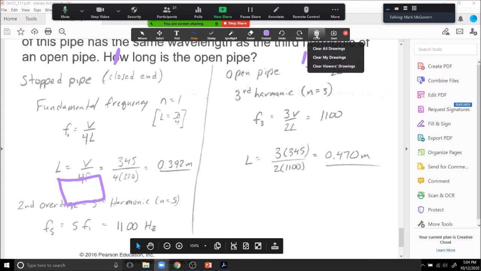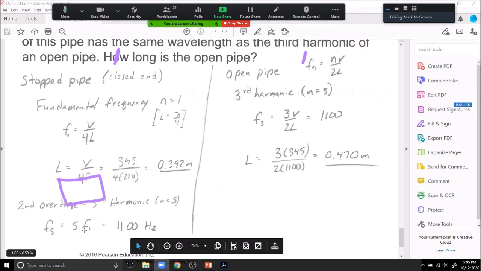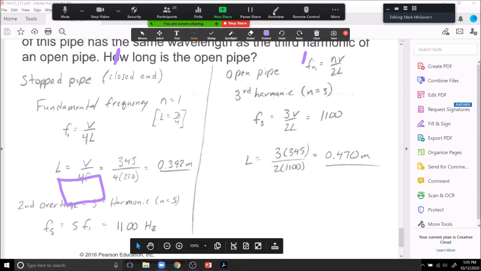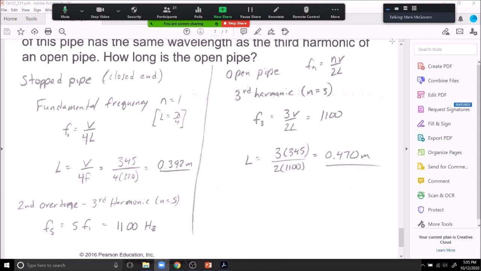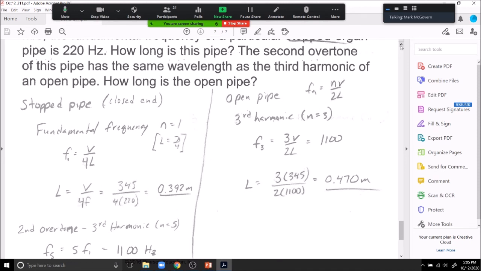Anyway, if my value of n is 5, then I'm just multiplying the fundamental frequency by 5 here. And that would be 1100 hertz. Great. That's what that frequency is. And it says here that the second overtone of this pipe has the same wavelength, which means the same frequency, because the speed's the same, as the third harmonic in an open pipe. Okay, what's the third harmonic in an open pipe? Well, an open pipe has f = nV/2L. And for the open pipe, you have antinodes on both sides, which is like having nodes on both sides. And so the third harmonic will be an n equals 3 value.